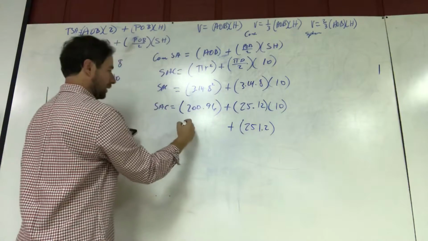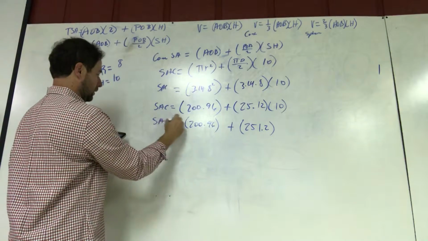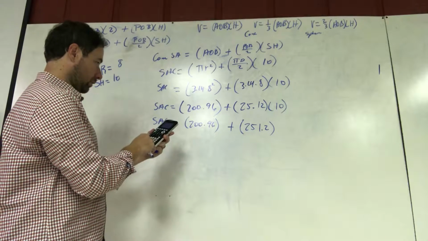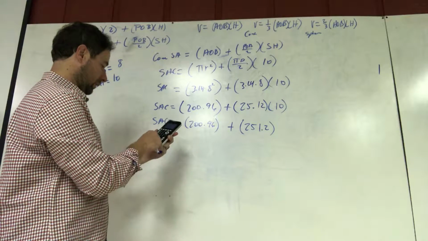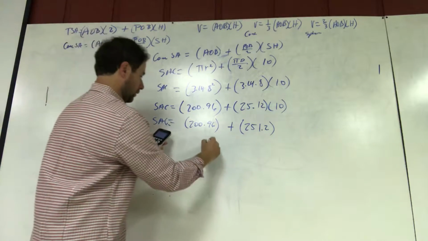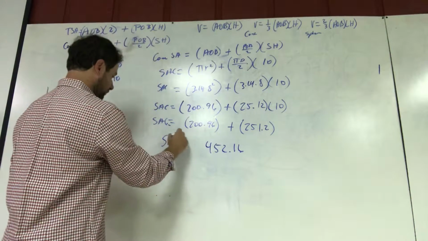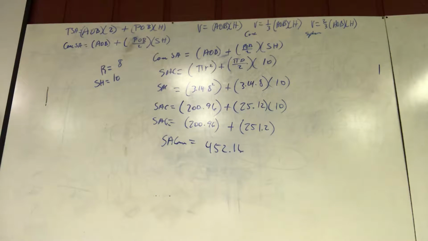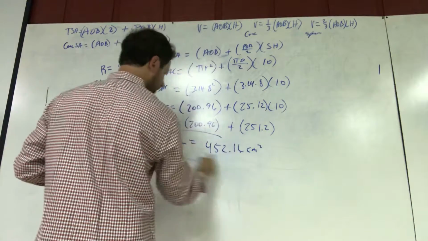And you're going to add that to 200.96. That's going to get our surface area of the cone here. So 251.2 plus 200.96 equals 452.16. It's the surface area of a cone, and the dimensions on this cone were centimeters, so it's going to be centimeters squared.